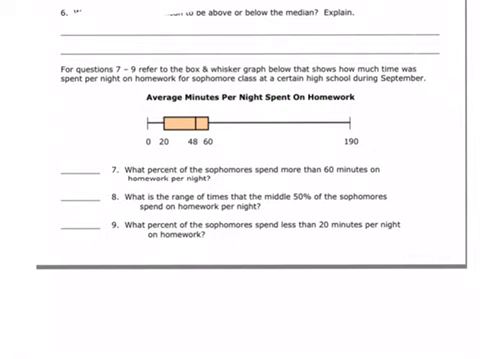So the first one says, what percent of the sophomores spend more than 60 minutes on homework per night? So more than 60 would be referencing from here to here. So that's from quartile 3 to the maximum, which is 1 quartile of data. And what percent of your data falls within 1 quartile? Hopefully you're saying 25%. So 25% of the sophomores spend more than 60 minutes on homework per night.